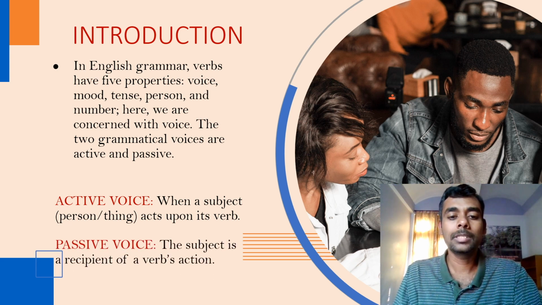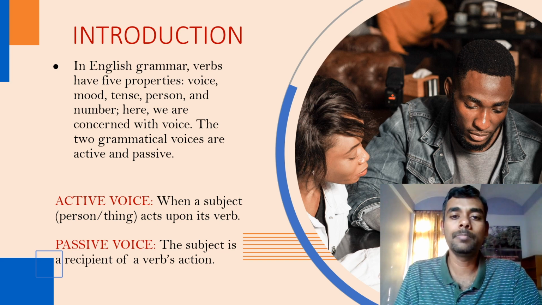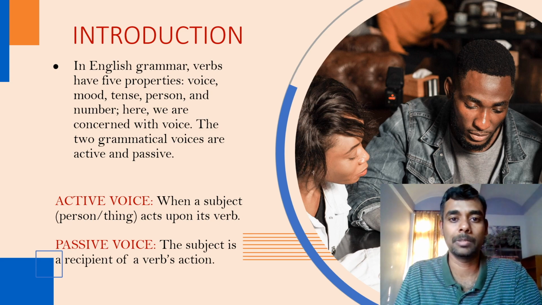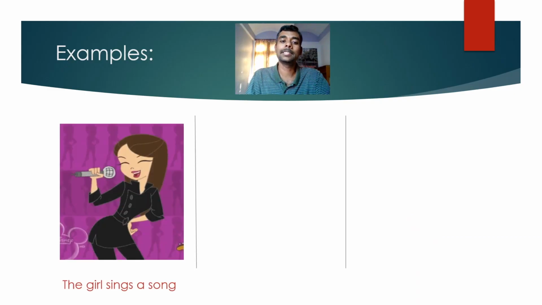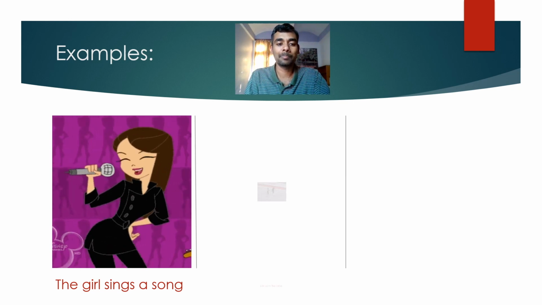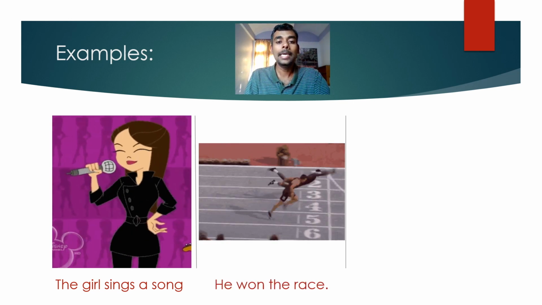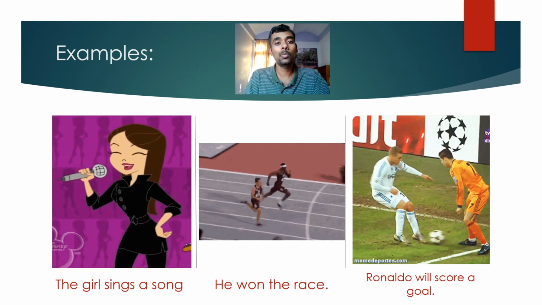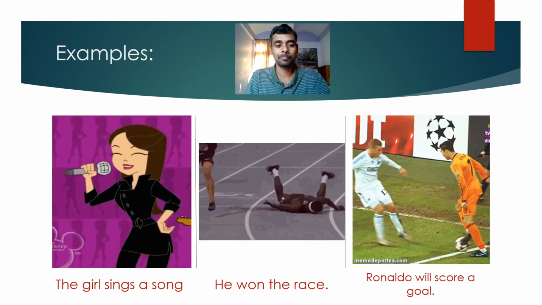Whereas in passive voice, the subject is a recipient of the verb's action. The person or the subject receives the verb action. Let's see some examples. The girl sings a song. He won the race. Ronaldo will score a goal.